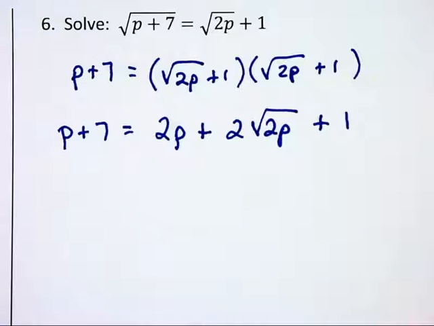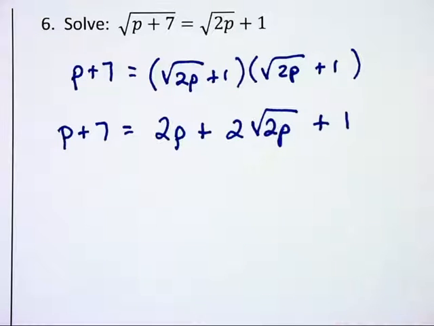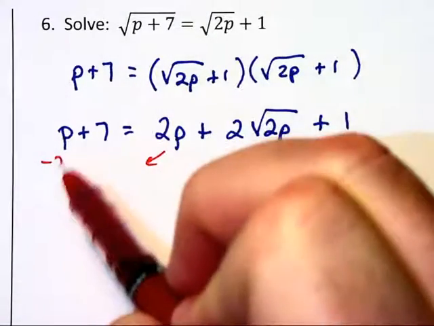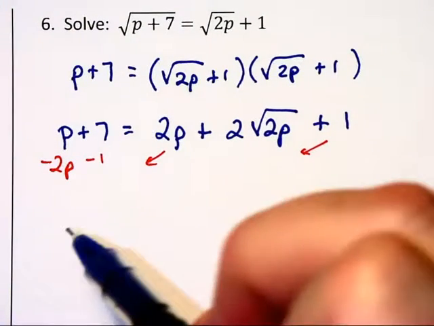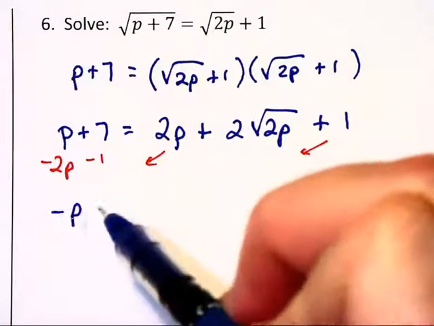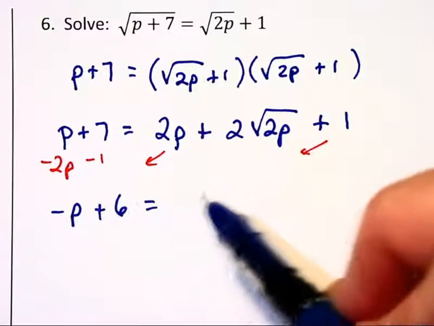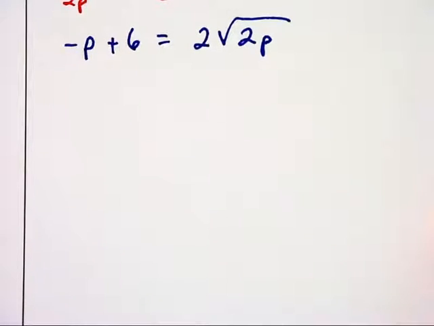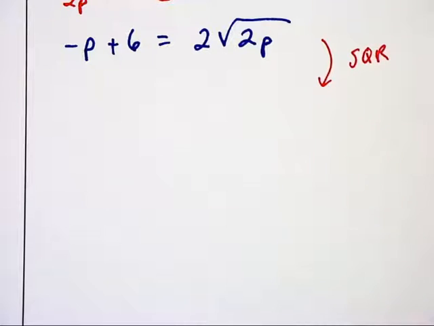Now we look at what we've got, and we want to again isolate the radical that we have here. So that means the two other terms with it on the right are going to have to be subtracted off. So subtract 2p on each side of the equation and subtract 1 on each side of the equation. Leaves us with negative p plus 6 is equal to 2 square roots of 2p. At this point, I really don't want to divide each side by 2 because that will create a fraction. So I'm going to just square things as they are and be very careful.